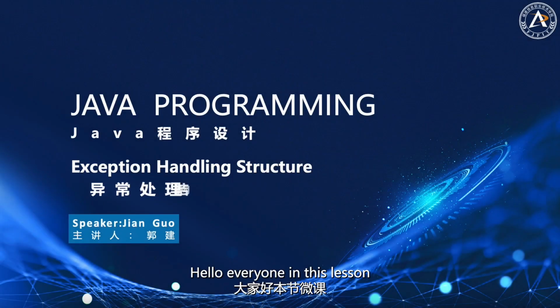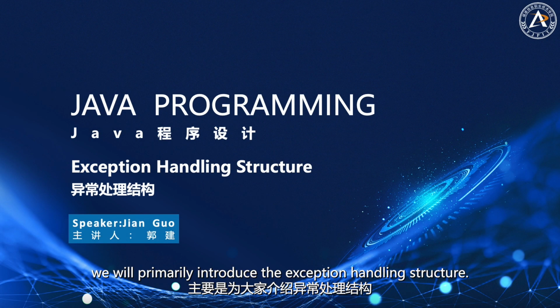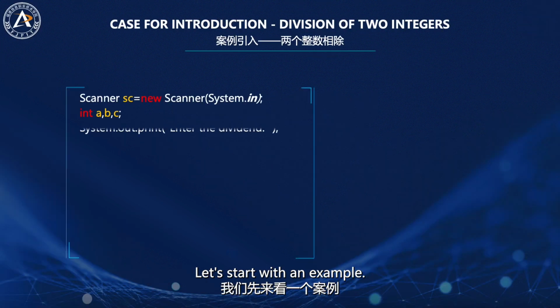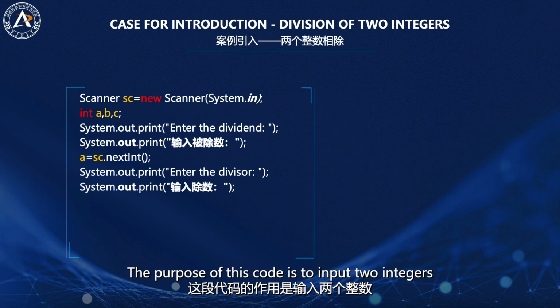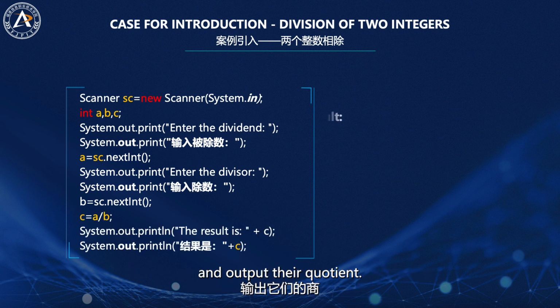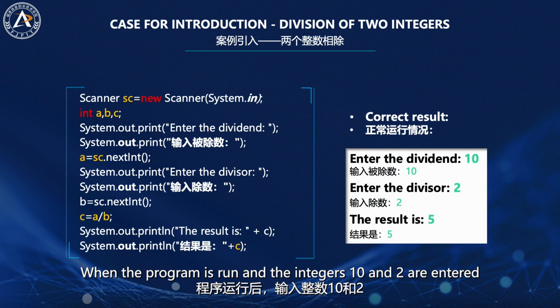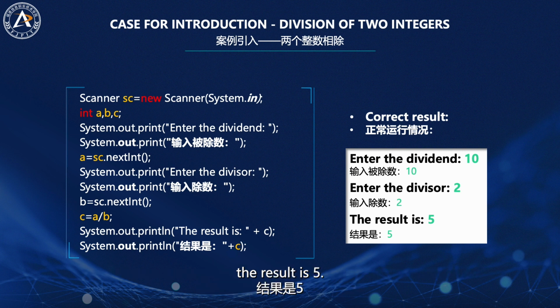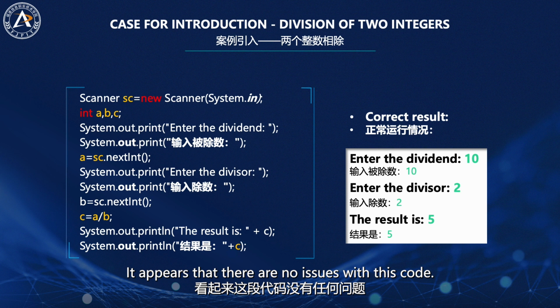Hello everyone. In this lesson, we will primarily introduce the exception handling structure. Let's start with an example. The purpose of this code is to input two integers and output their quotient. When the program is run and the integers 10 and 2 are entered, the result is 5. It appears that there are no issues with this code.